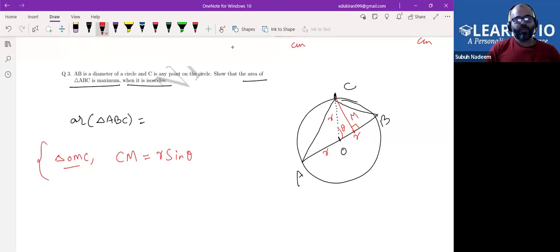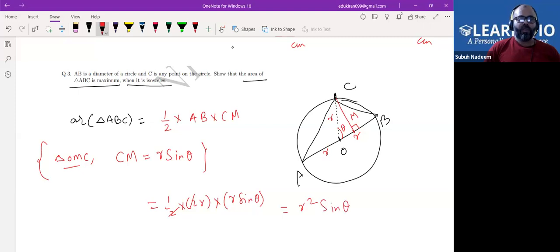So using this concept, if we write the area of triangle ABC, it is half into base, base is AB, height is CM. So it will be half into 2R, which is AB, into CM, which is R sine theta. So the 2 cancels, and it becomes R square sine theta, right? Now tell me when this area will be maximum. R is a fixed value, so theta is the variable. If you change the point C on the circumference, you take here or here or here, theta will keep on changing. So what value will give you the maximum sine theta?